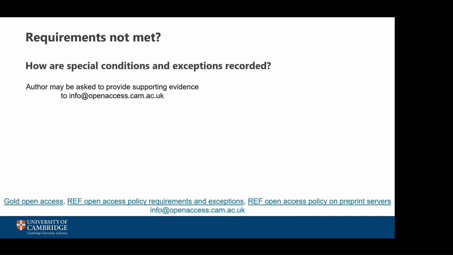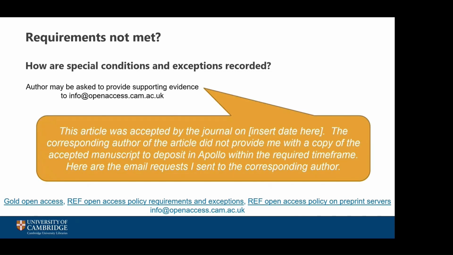Checks will need to be done and evidence sought to determine whether an article was published Gold Open Access, has been deposited compliantly in another repository, or whether an exception to the policy applies. The university's Open Access website has further details about these special conditions and exceptions. If a researcher believes any of these conditions or exceptions apply to their publication, they can contact the Open Access Service for investigation. If eligible, the team are able to apply exceptions and record details in Elements.